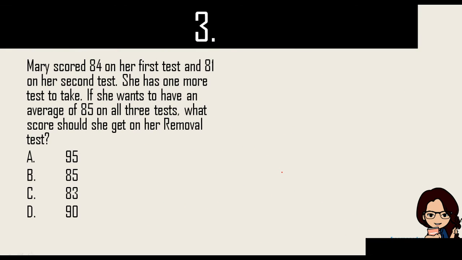Okay, so number 3, Mary scored 84 on her first test and 81 on her second test. She has one more test to take. If she wants to have an average of 85 on all 3 tests, what score should she get on her last test? Now, the equation for this kind of question is going to be like this. 84 plus 81 plus x, which is what we're looking for.